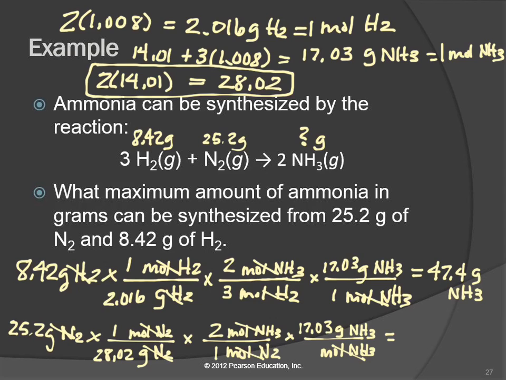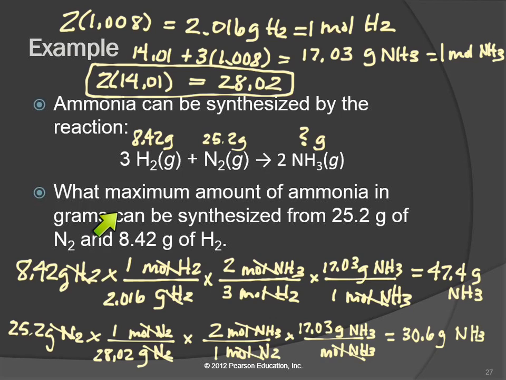25.2 divided by 28.02 times 2 times 17.03. And here I'm getting 30.6 grams of ammonia. I've got 2 answers now. We need 1 answer. Which one do we choose? We're going to choose the smaller.